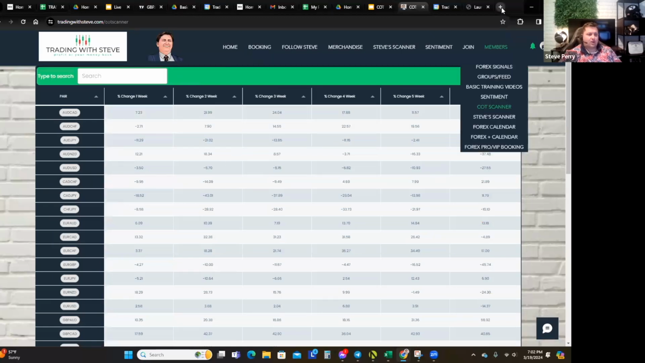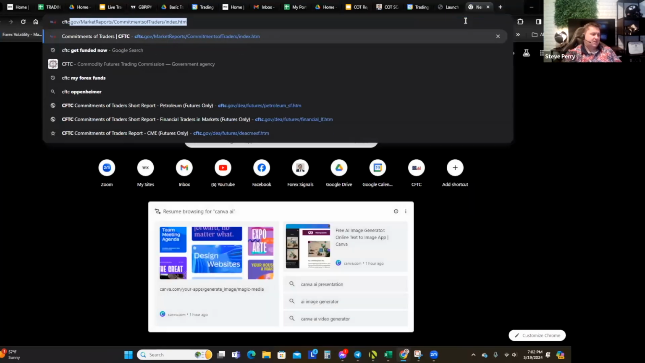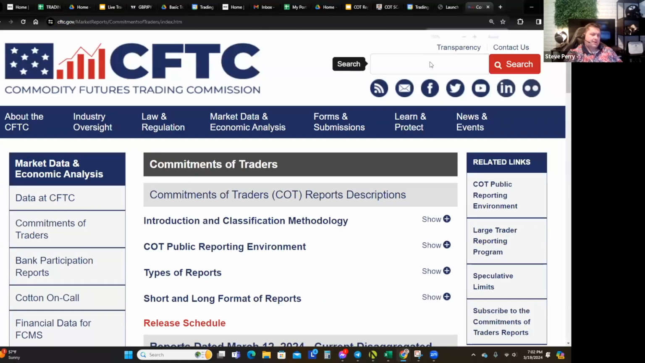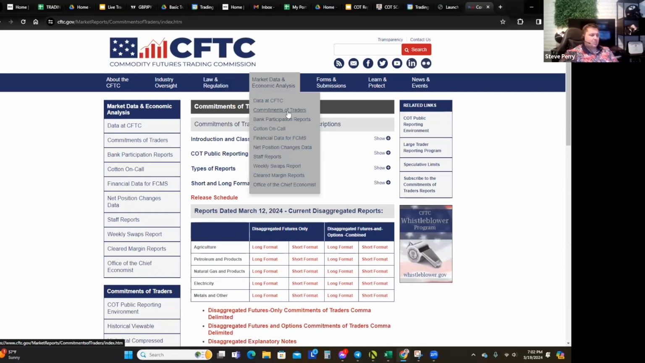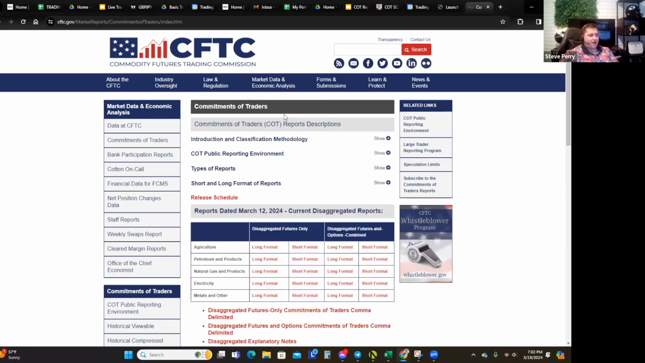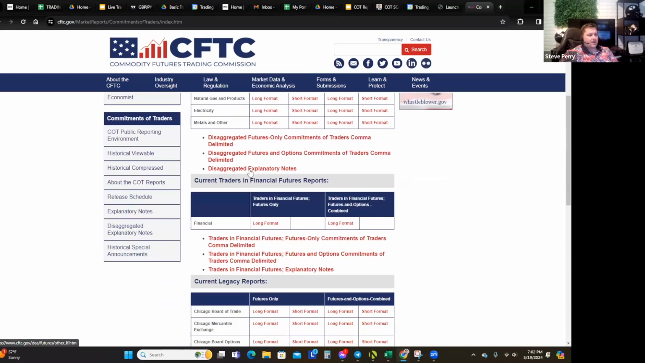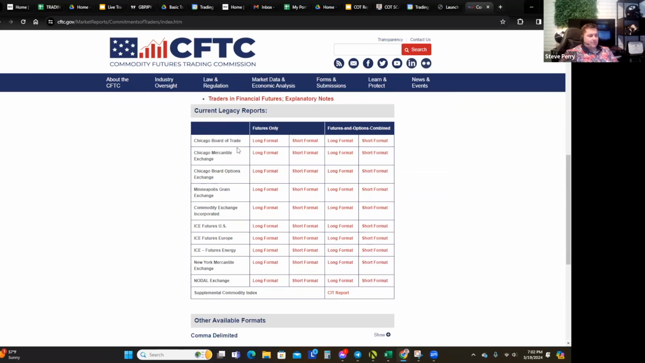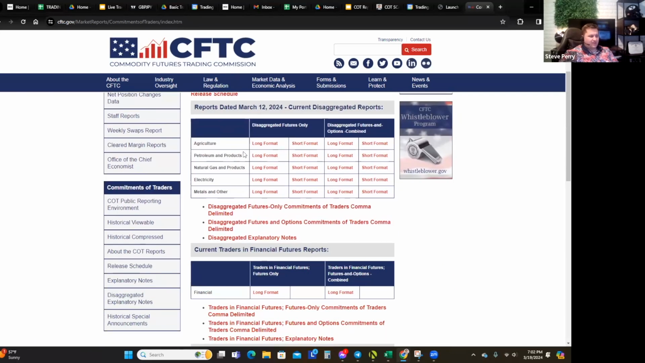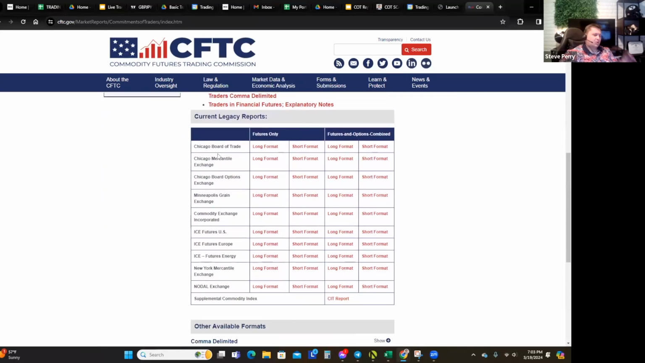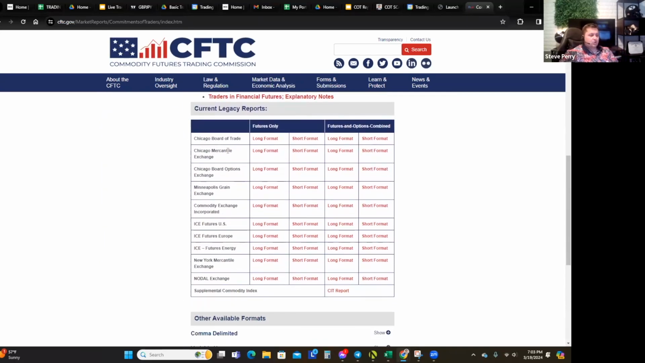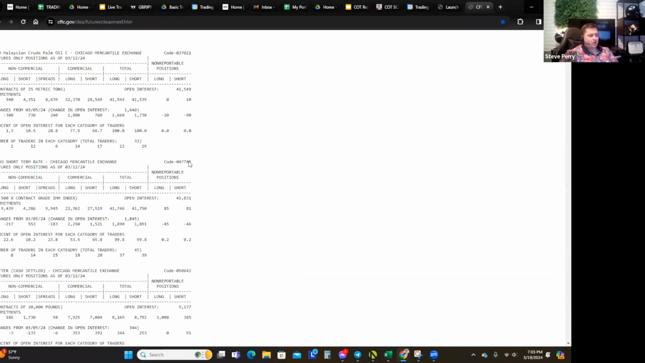But for those that don't know what the COT report is, it's from the CFTC, the Commodity Futures Trading Commission, a financial regulatory authority here in the United States. One of the things they do is give us this Commitment of Traders report, known as the COT report, and it tells us what the banks have been buying and selling each week. There are several different COT reports: agriculture, petroleum, natural gas, electricity, metals, and also financial futures, which includes things like the euro, the Aussie, the pound.